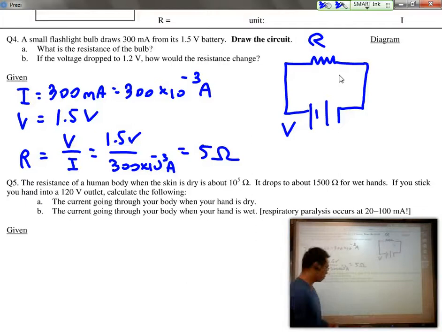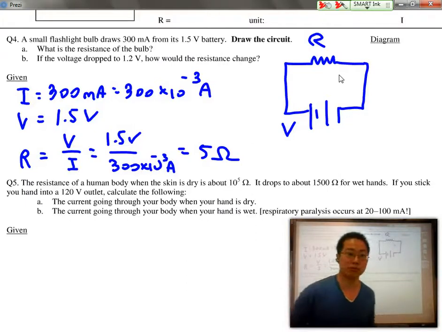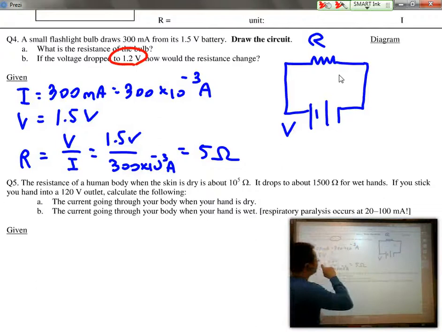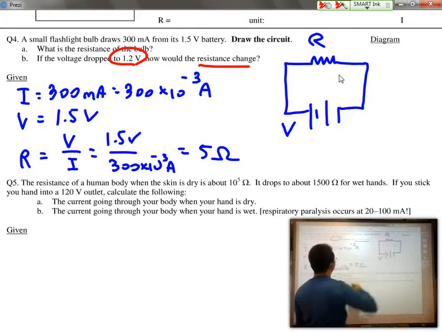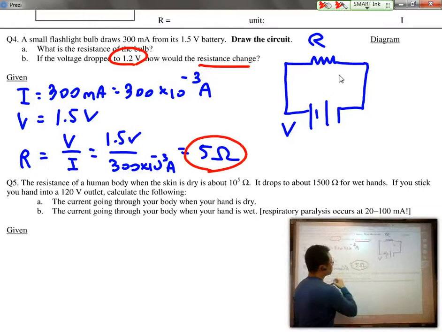Now, the second part of the question, they ask, if you attach a weaker battery instead and we drop the voltage to 1.2 volts, how does the resistance change? Some of you might be tempted to take that resistance and do V over I again to solve for the new resistance. However, that'll be wrong, because voltage and resistance have no relationship with each other. It's still the same answer.